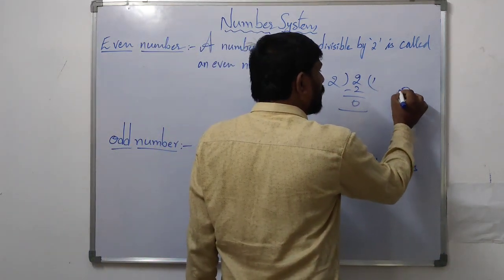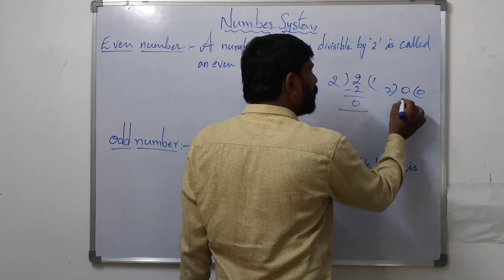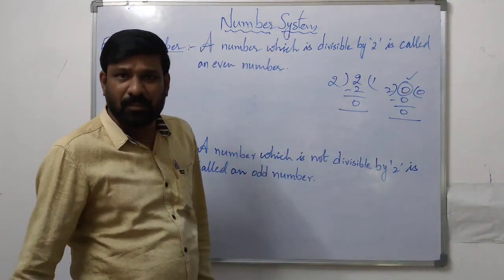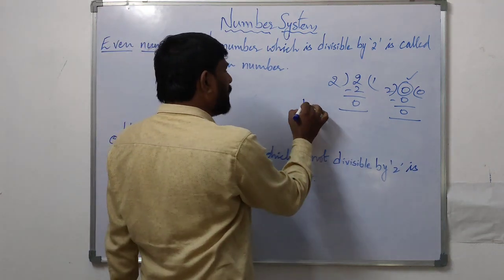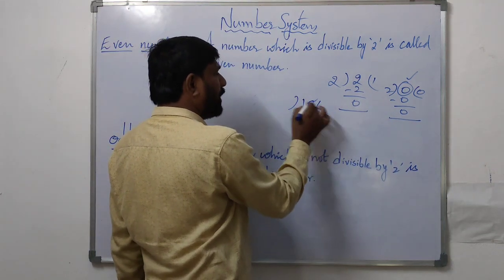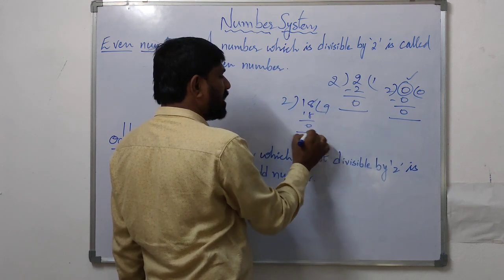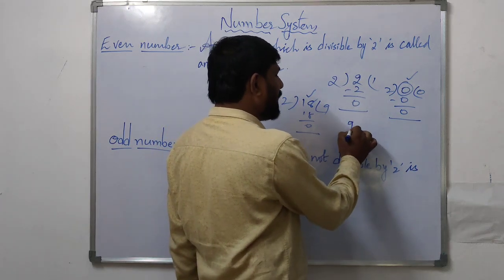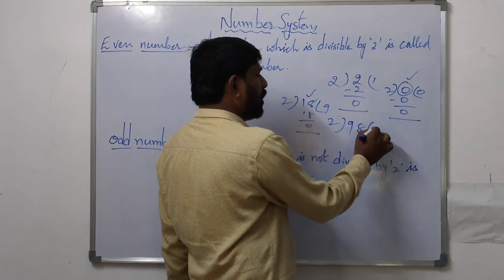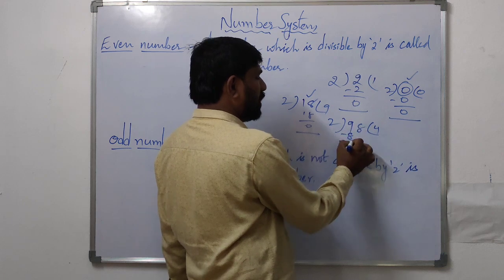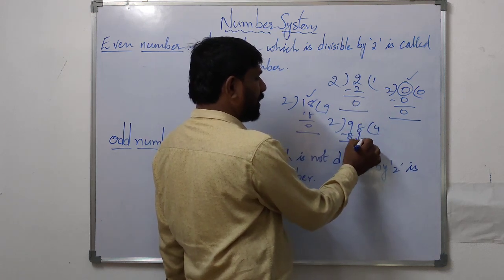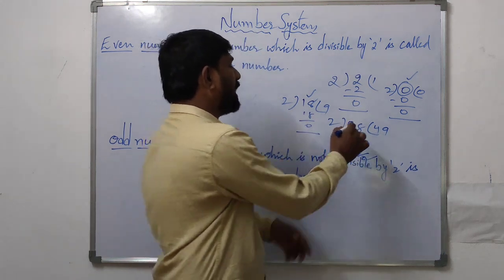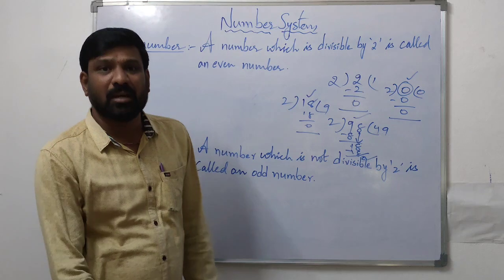Suppose I divide 0 with 2, how many times? 2 zeros are 0. So this 0 is also called an even number. Like this you take any number. Suppose 18. If we divide by 2, 2 nines are 18, remainder 0. So 18 is called an even number. Like this if we take 98, divide by 2, 2 fours are 8. What is the remainder? 18. So bring down this. 2 nines are 18. 18 minus 18, 0. So this 98 is also called an even number.